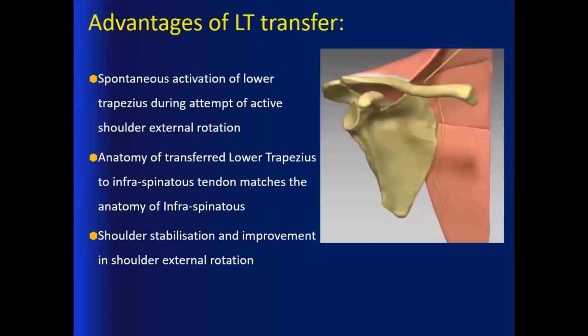So the advantages of LT transfer are that there is spontaneous activation of the lower trapezius during the attempt of active shoulder external rotation. And the anatomy of the transferred lower trapezius to infraspinatus tendon matches the anatomy of the infraspinatus. The shoulder stabilization and the improvement in shoulder external rotation are also improved.